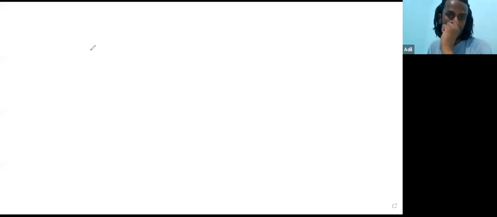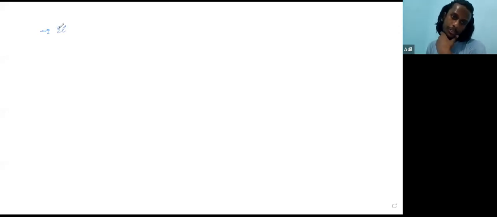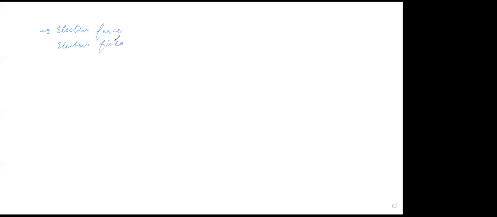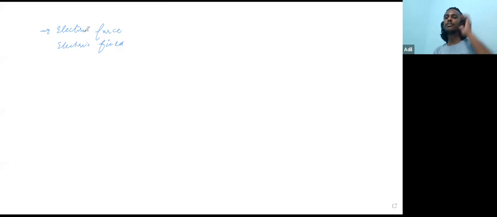Just for recap, we have studied two different quantities which describe the properties of a field surrounding a charged particle, which are electric force and electric field. These two quantities are basically vector quantities, right?